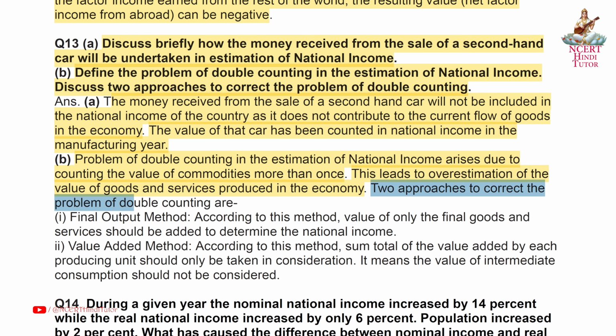Two approaches to correct the problem of double counting are: first, final output method. According to this method, value of only the final goods and services should be added to determine the national income. Second, value added method. According to this method, the sum total of the value added by each producing unit should only be taken into consideration. It means the value of intermediate consumption should not be considered.